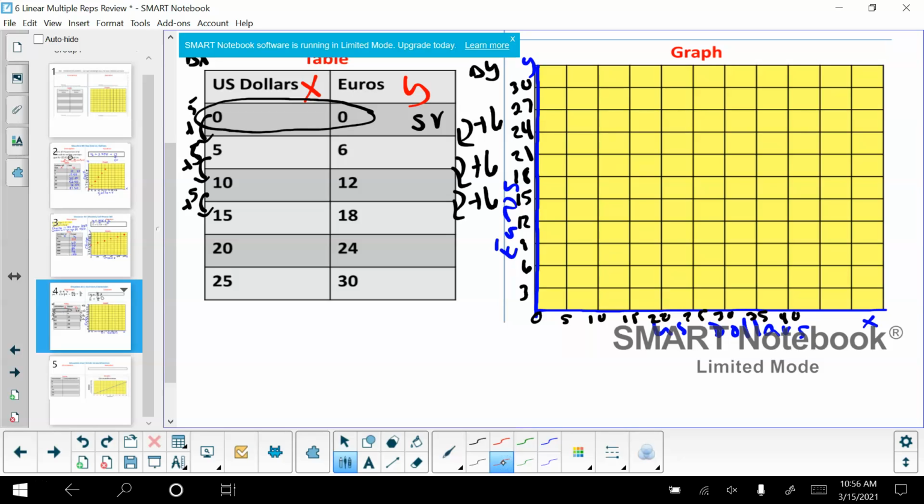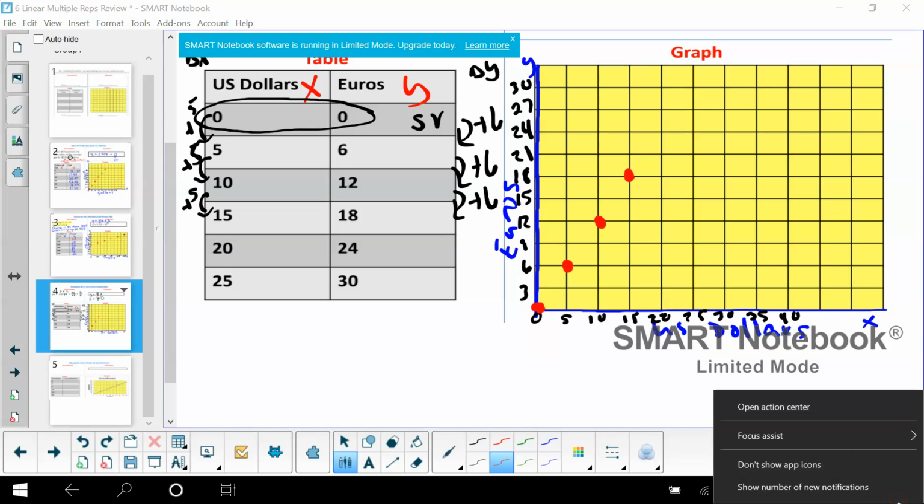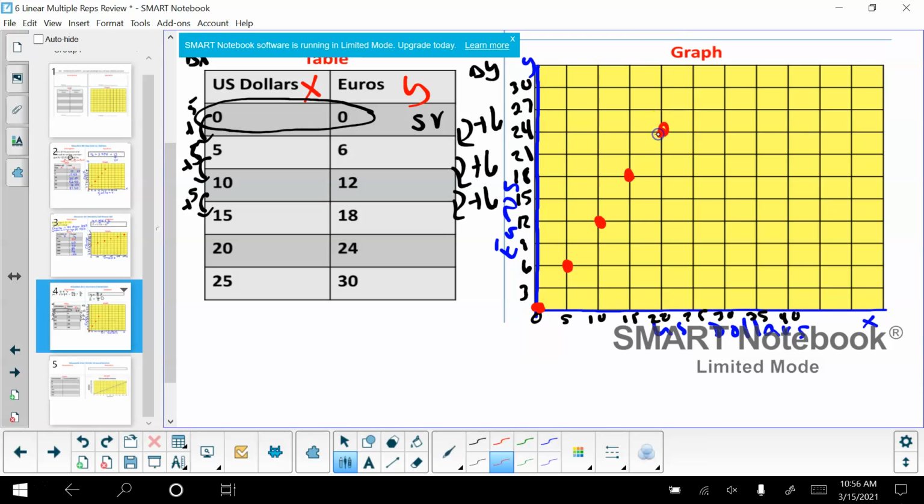So I'm going to put in my numbers. 0, 0 is my first one, so that's at the origin at the corner. And then $5 was 6 euros. $10 is 12 euros. $15 is 18 euros. $20 is 24 euros, and $25 is 30 euros. And you can see that also goes up in a nice line because it should be linear because it has a slope, and that's going to force it into the line shape.